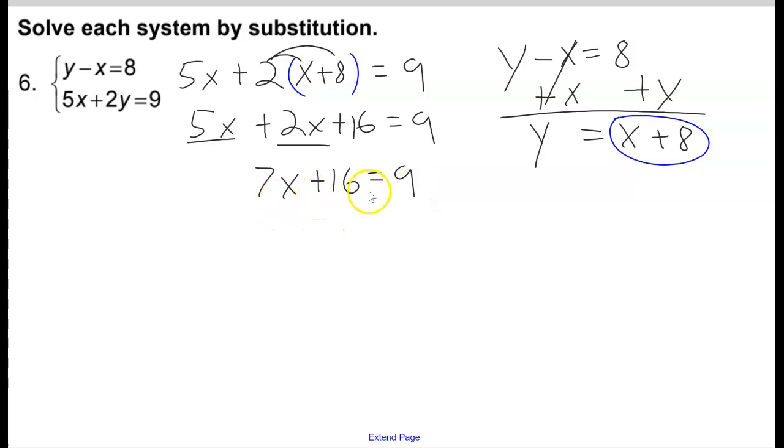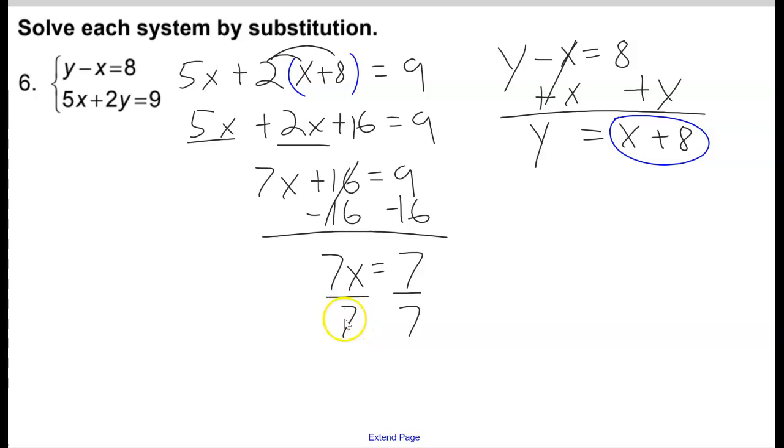Isolating the x. Do the opposite of add 16. Subtract 16. 9 minus 16 is negative 7. 16's cancel out. Bring down 7x. Divide by 7. Opposite of multiplication. X is equal to 1.